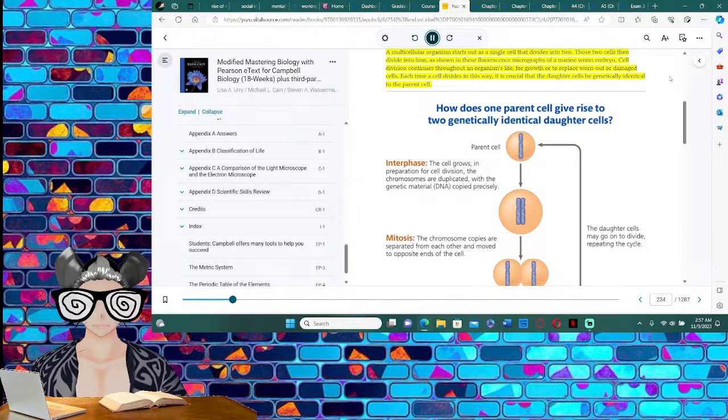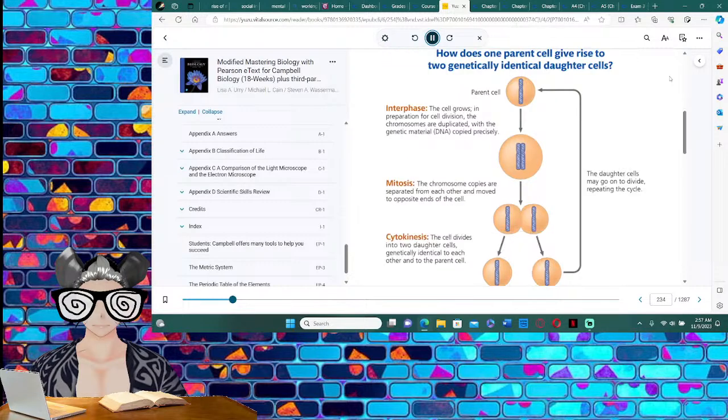Cell division continues throughout an organism's life, for growth, or to replace worn-out or damaged cells. Each time a cell divides in this way, it is crucial that the daughter cells be genetically identical to the parent cell. A chart asks, how does one parent cell give rise to two genetically identical daughter cells?